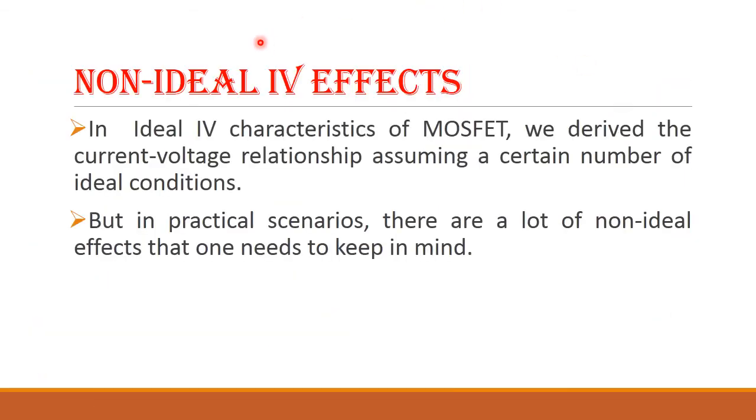Next, let us see what is non-ideal IV effects. Ideally we have assumed that in ideal IV characteristics there is no current flow when the transistor is in off state, but practically there will be some leakage current. So these will definitely affect the flow of current between the source and drain. These effects are called as second order effects or non-ideal IV effects.